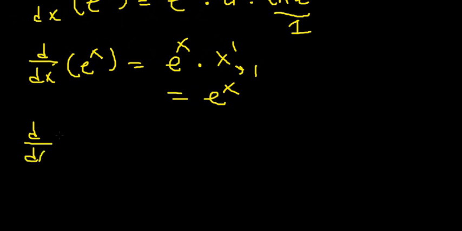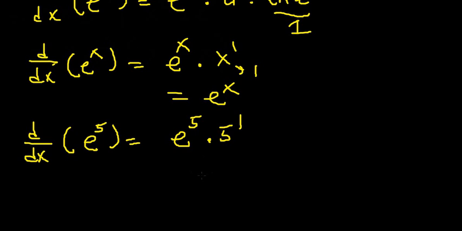The derivative of e raised to 5. What are we supposed to get? Now we're supposed to get e raised to 5 multiplied by 5 prime, or the derivative of 5, which is supposed to be 0. So the entire answer is supposed to be 0.